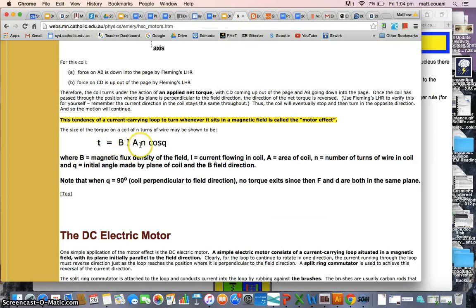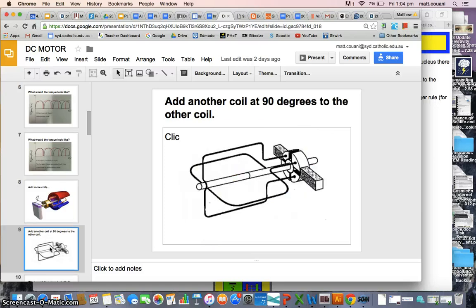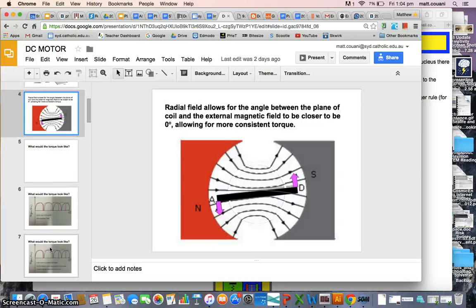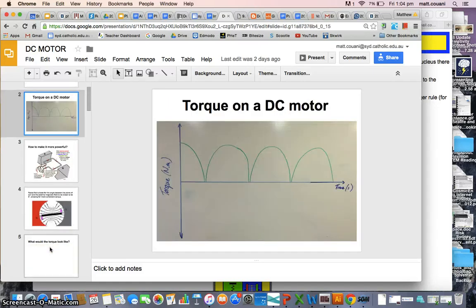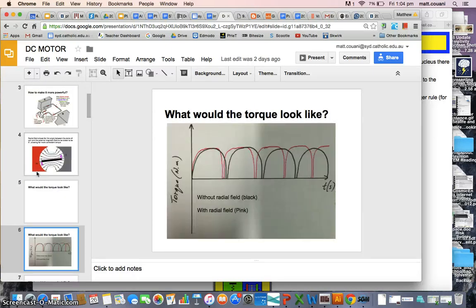Well, torque equals NBIA cos theta. So if I have 2 coils, it means the torque is twice as large. So doubling the number of coils will double the torque. I'd like you to do a graph for that one. I don't have a graph for that, but if I did have this sort of graph, then the torque would be twice as large. If I had 3 coils, it'd be 3 times as large.